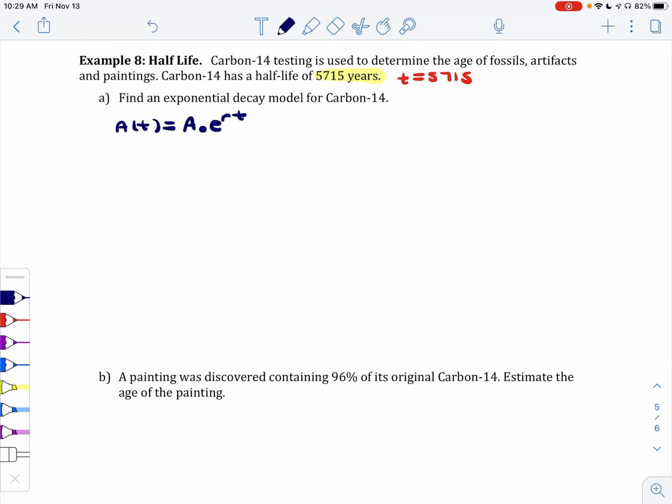So the only thing that we really do know is that after 5,715 years, we are going to have half of our initial amount. So basically that's saying in this time period, our A of t is going to be half of our initial A naught. So we can go ahead and plug this in then.